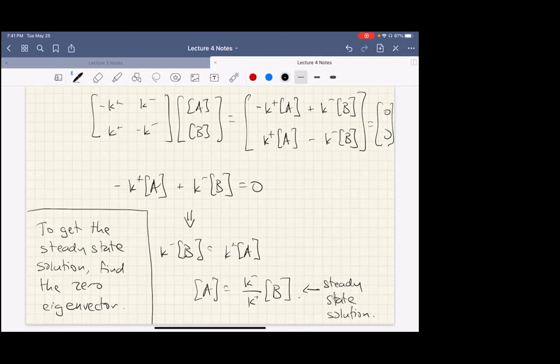And this is going to come up again when we talk about signal transduction. We're going to be looking at these systems in discrete time as Markov chains, and this solution that we've just done here will come up again.